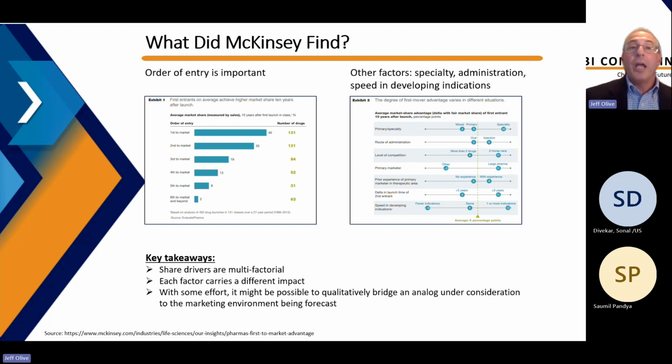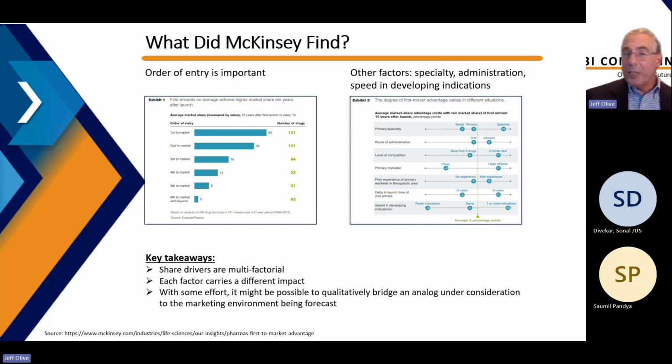McKinsey looked at this and they found a couple of things. One, order of entry is very important. And that was something that we talked about previously. In their study, the average first entrant got about a 40 share, second entrant a 33 share, and third entrant a 19 share. So order of entry can make a big difference, but they also found other factors that led to differences in prescribing. That can be, again, nature of the specialist that's prescribing, the route of administration, the speed in developing indications through lifecycle management activities. And they quantify a lot of this, and that becomes very useful. We'll talk about that in just a moment.